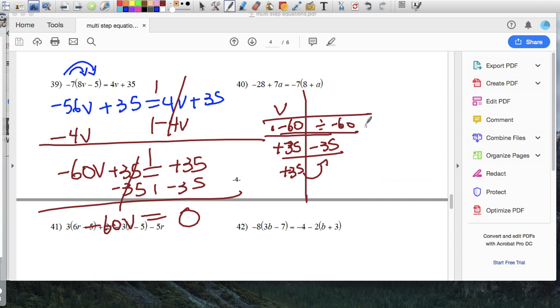I'm supposed to divide, right? I'm here, divide both sides by negative 60. And I'm going to get that v equals 0. 0 divided by negative 60 is 0. Check.